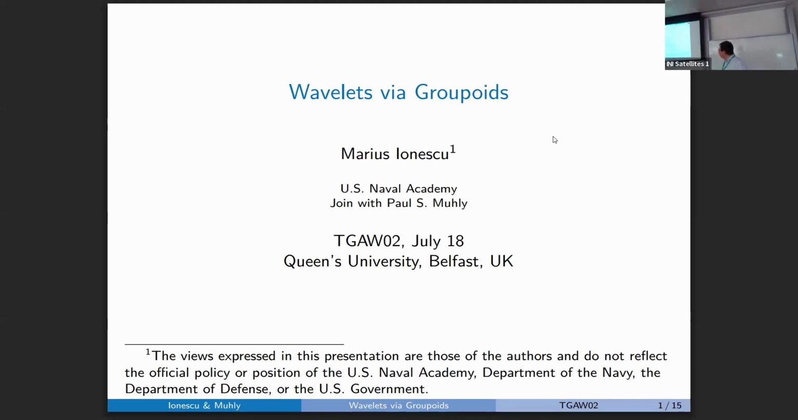Before giving an overview, let me actually, for those of you who are not familiar with wavelets, give a one slide introduction. But actually before that, I want to say that Paul and I dedicated our paper to the memory of Ian Raeburn, because in particular his work with many authors, Nadia in particular, has been really influential and motivational for us.